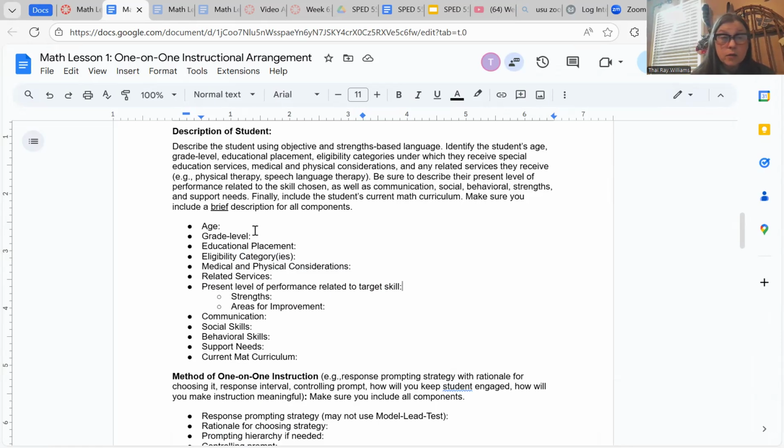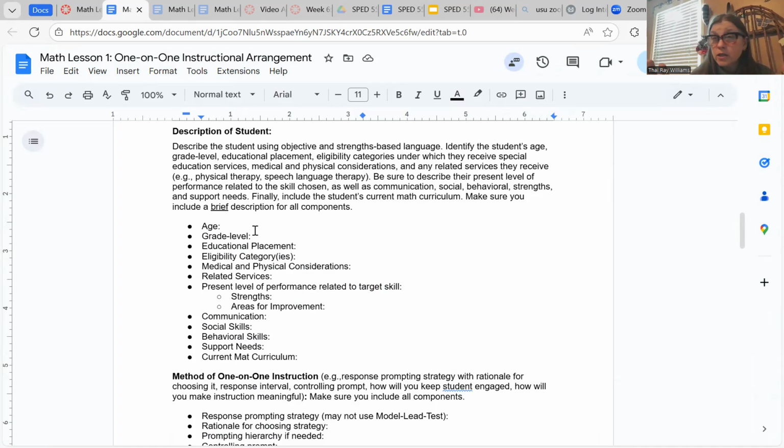For example, if they were working on counting with one-to-one correspondence, maybe one of the areas of improvement is that they're not doing one number to one object. They're actually doing one number or three numbers or two numbers to one object. So maybe that's an area of improvement: they need to work on one number, one object.